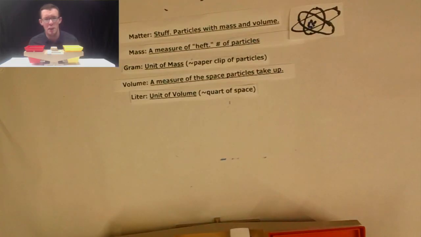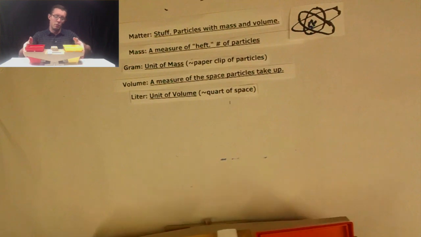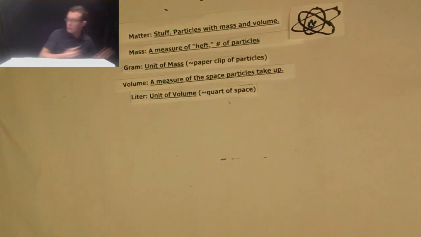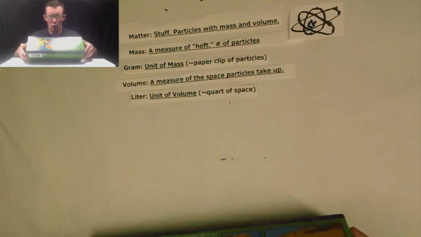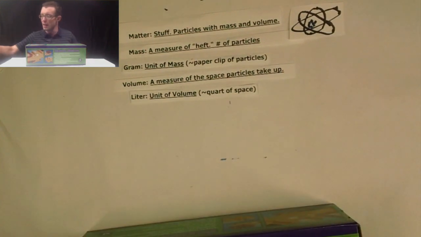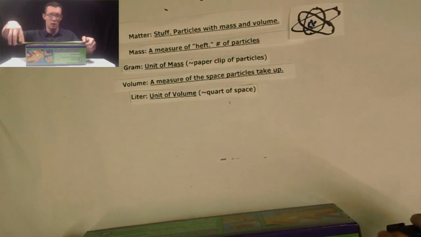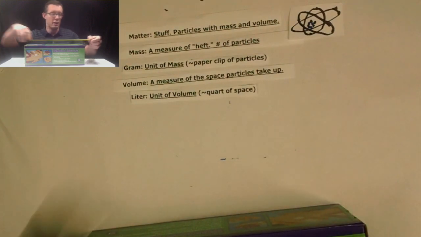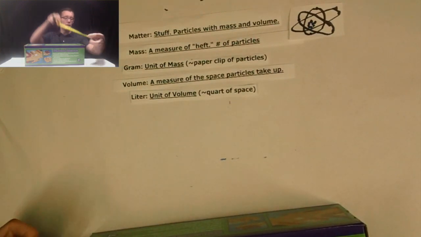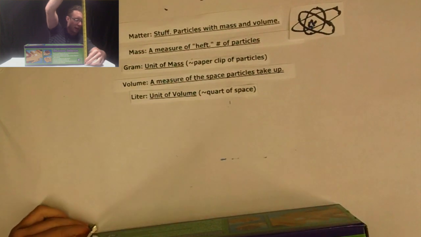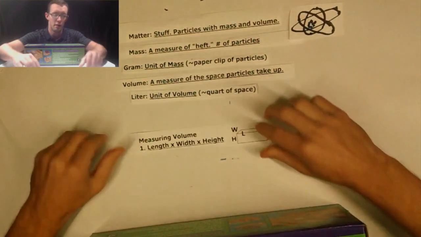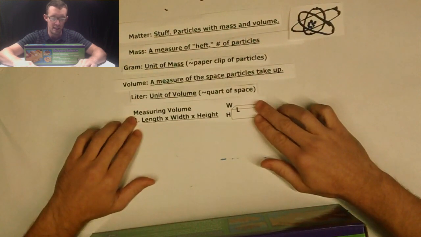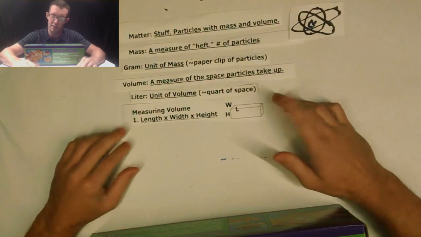Now we've got a couple of ways to measure volume. The simplest way of measuring volume is, I'll move this. When you have something that's rectangular or cubic, you can take a tape measure, measure its length, its width, and its height, and you can multiply those three measurements together to find the volume of an object.